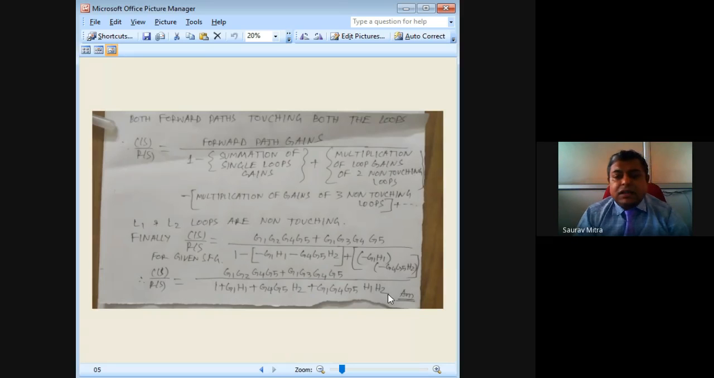So this is everything about transfer function, finding transfer function by two methods, and what is the use of that transfer function.